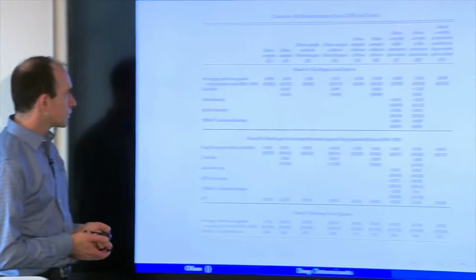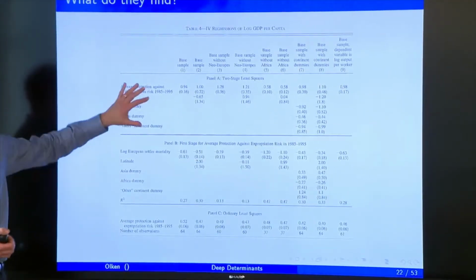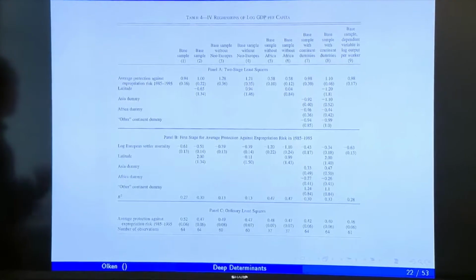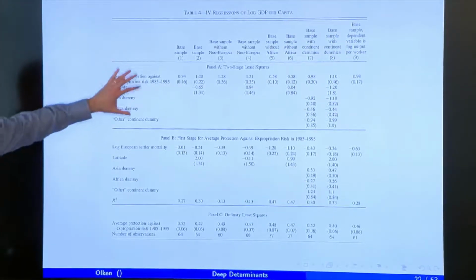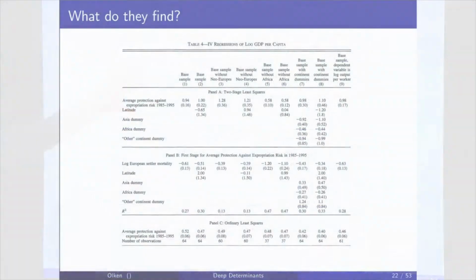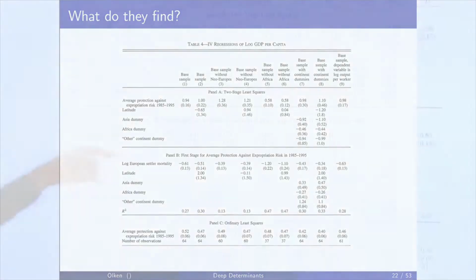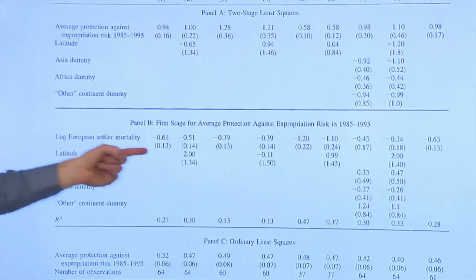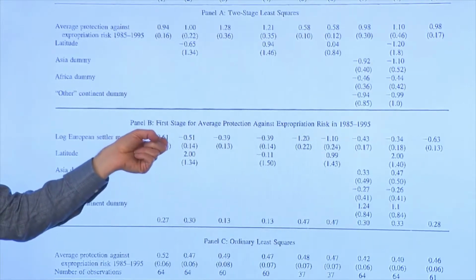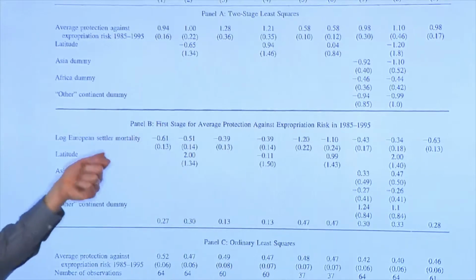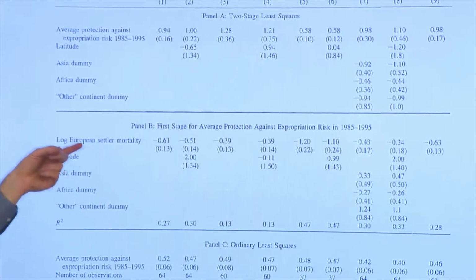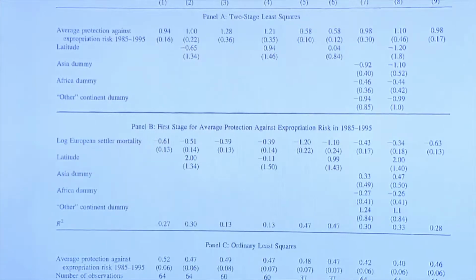Okay. So now, with that in mind, we can actually look at the results of the paper. And what you can see in the results is that the way they set it up is going to mirror the simple setup I gave before. Okay, so they're going to start by showing you the first stage. The first stage is the one I showed you before, that downward slope, that higher settler mortality leads to lower protection against expropriation risk, right? That's the effect of Z on X, okay? So that's there. It's strongly negative, right? That's what we saw in the graph.